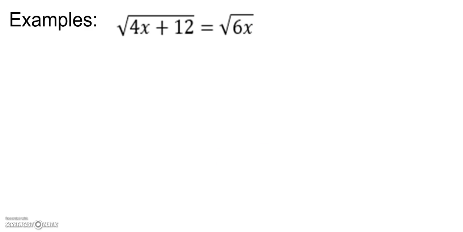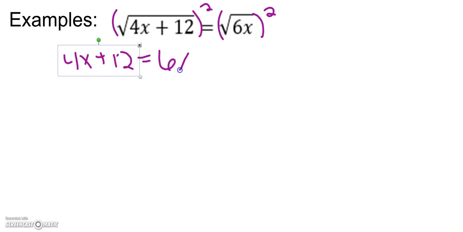Okay, our next example. We have the square root of 4x plus 12 is equal to the square root of 6x. Now this one's a little bit different. Looking at both of these, the radicals are both isolated by themselves on each side. So we can go ahead and skip the first step. So now we're going to square both sides. When we do that, we get 4x plus 12 is equal to 6x.